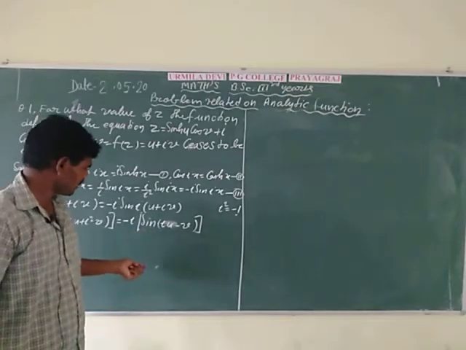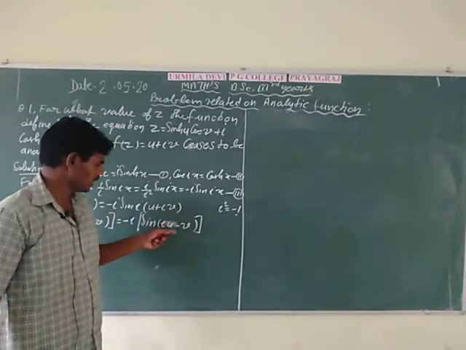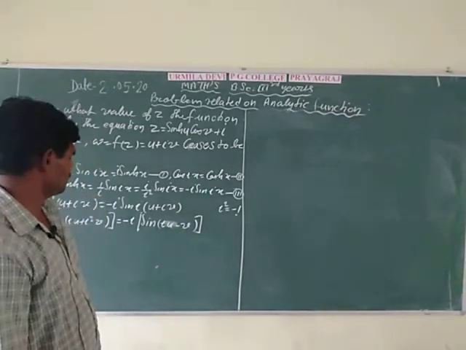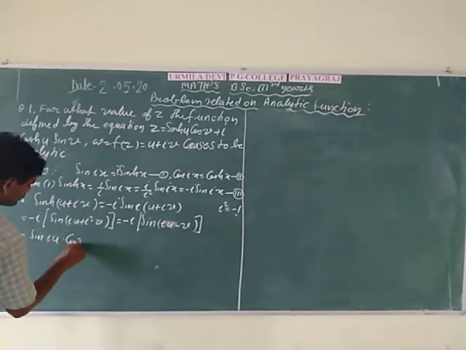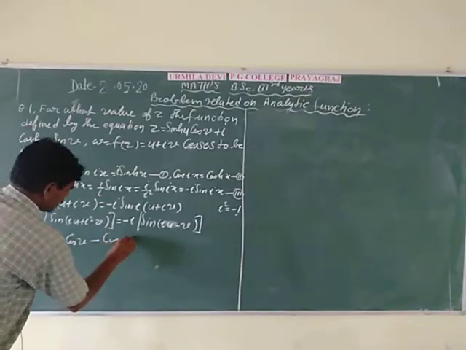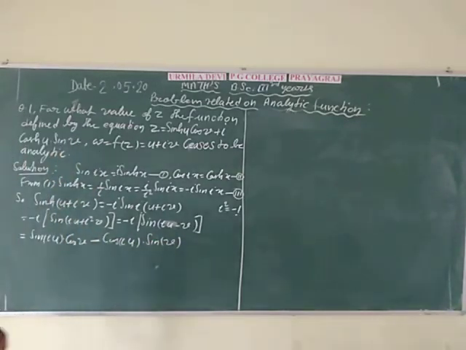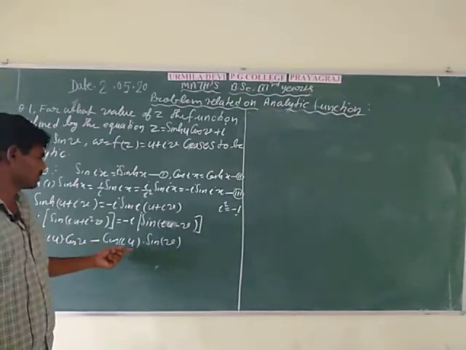With the help of this trigonometrical formula, for sin(iu - v), take iu as capital A and v as capital B. Applying the formula sin(A - B) = sin A cos B - cos A sin B, that is sin(iu) into cos v minus cos(iu) into sin v.